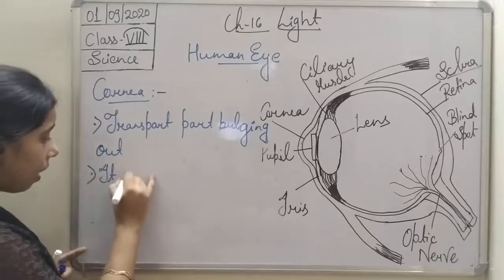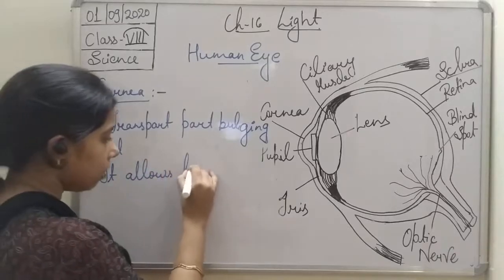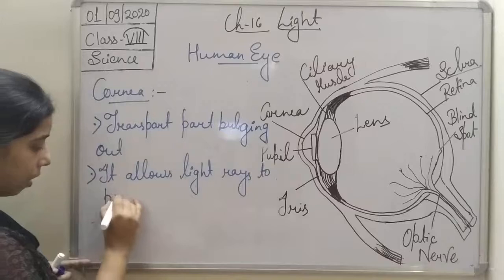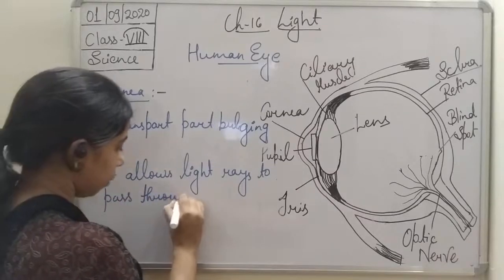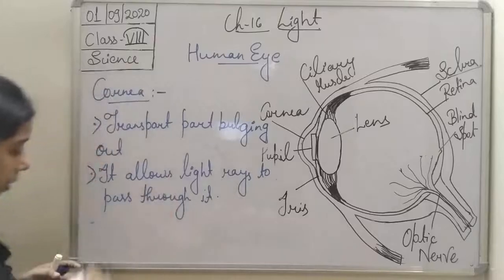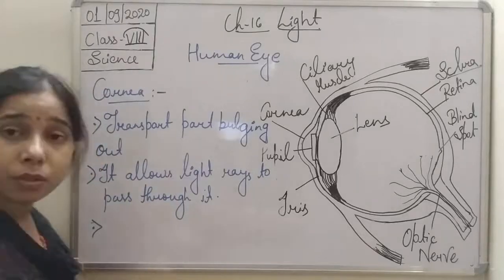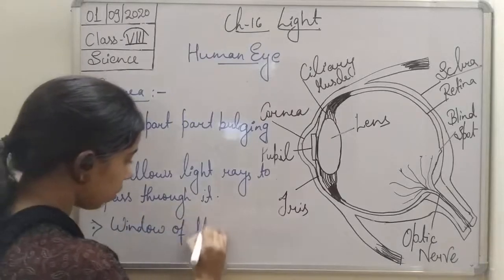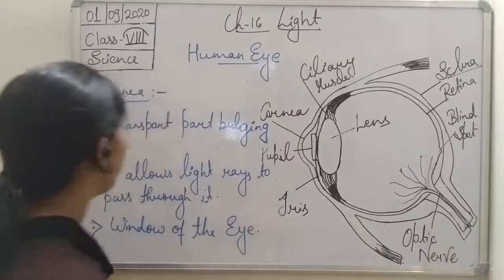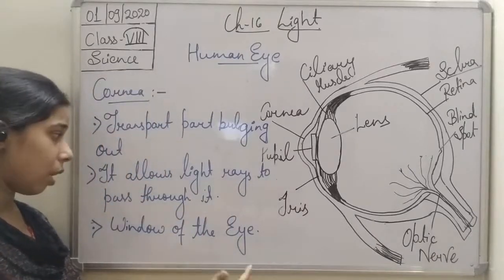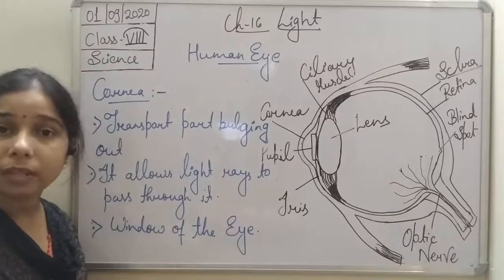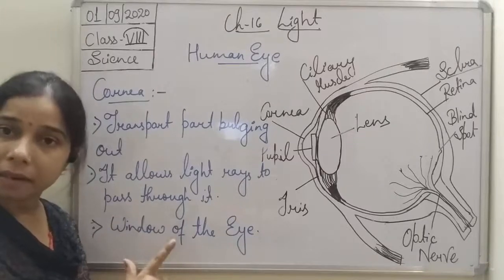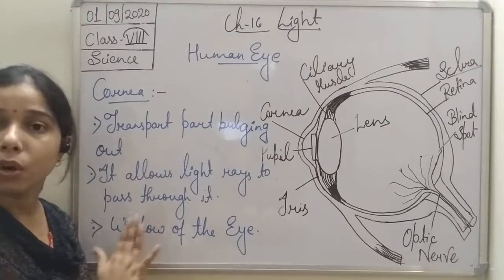Okay. Then the next one, students: if you see, it is a transparent part which bulges out, and it allows light rays to pass through it. Thus it is the window of the eye. So it is a transparent part which bulges out, it allows light rays to pass through it, and that is why it is the window of our eye. So that is the sclera, and then this is the cornea.